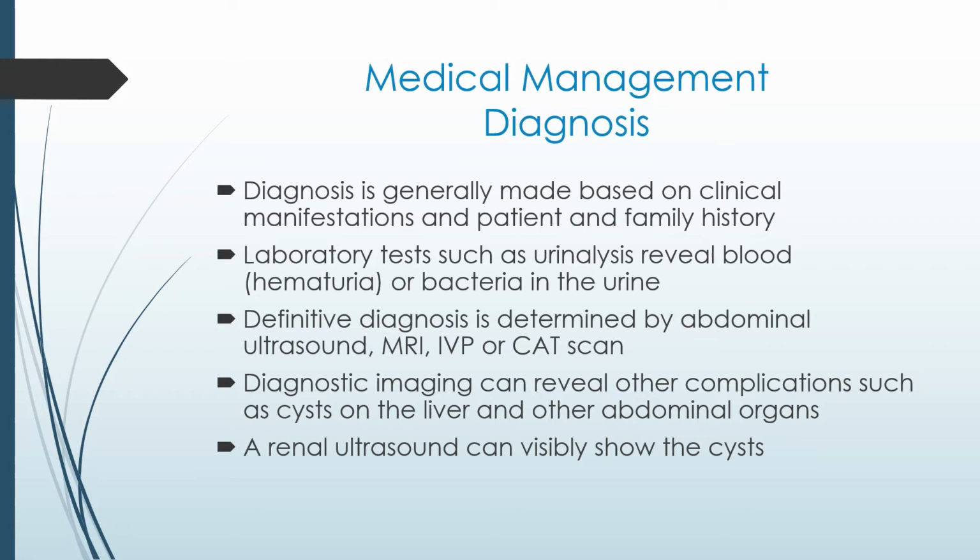Diagnostic imaging can reveal other complications such as cysts on the liver and then other abdominal organs, because once these cysts begin to grow and multiply, they are just going to grow and multiply. So a renal ultrasound can visibly show the cysts, where they are, and how large they are.